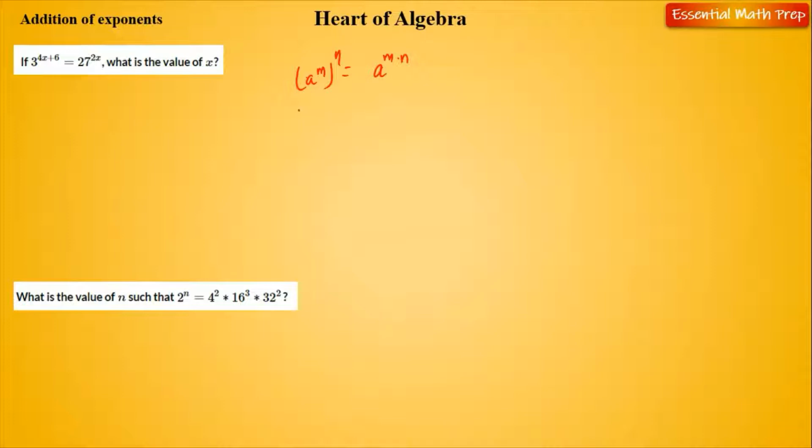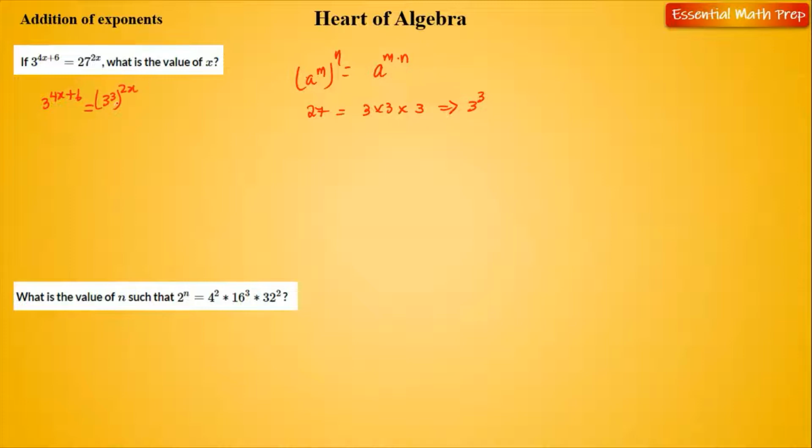That makes it easier. So how could you get 27? Well, you could do 3 times 3 times 3. Why 3? Because the base on the other side is 3. So 27 could be written as 3 raised to the power 3. We can retain one side as it is because it's already expressed as a power of 3. If you substitute 27 as 3 raised to the power 3, which in turn is raised to the power 2x.